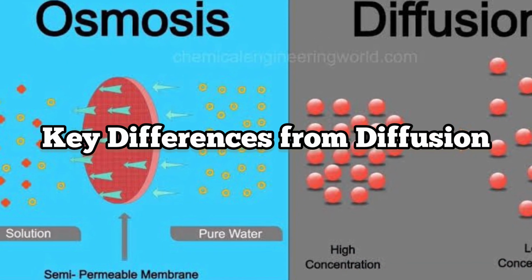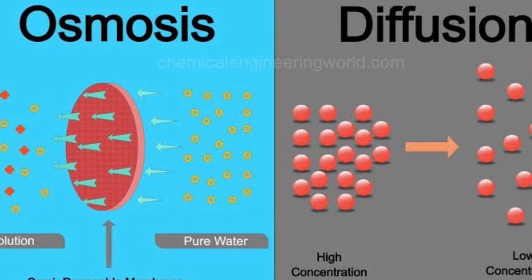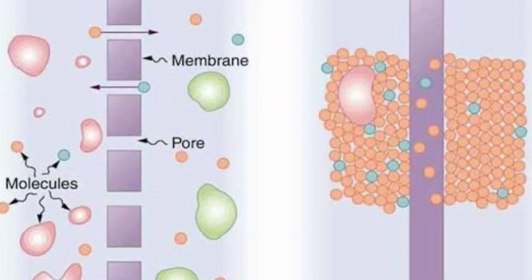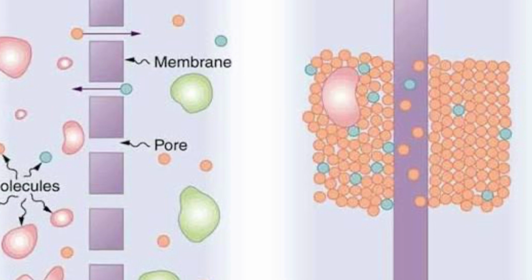Key differences from diffusion. While diffusion is the movement of particles from high to low concentration, osmosis specifically refers to the diffusion of water, or another solvent, across a selective barrier.